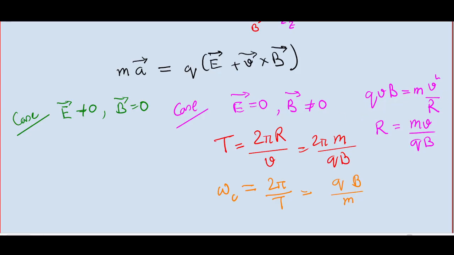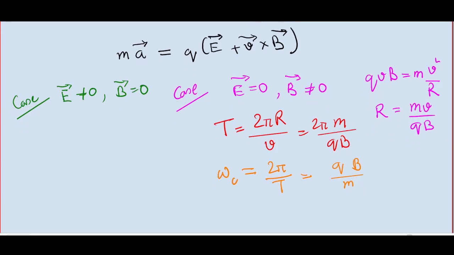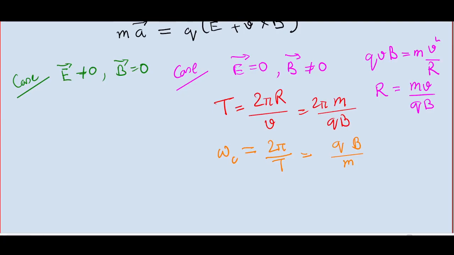But the all important case is that in such a situation where you have only a magnetic field, a uniform magnetic field, and no electric field, a particle which is initially moving perpendicular to the magnetic field will execute a circle with a given radius, and the circle will be completed by the particle in a time which is independent of the velocity.